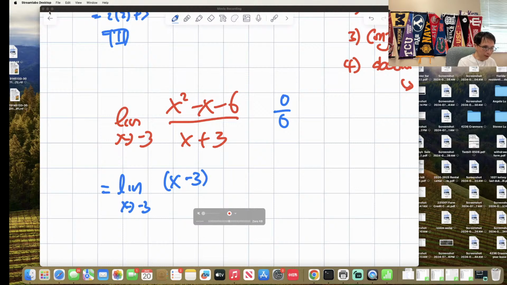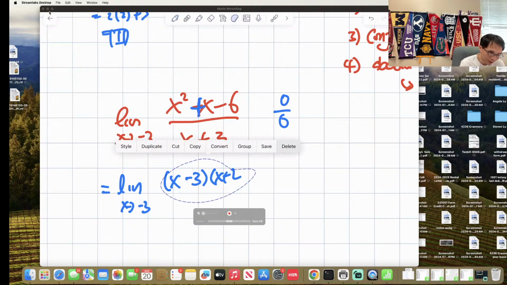Wait, did I write down the question right? Hold on a second. I feel like I didn't write down the question right. Let me make sure I write down the question correctly. Oh, this one's plus. There's a plus 3. Okay. So that's a plus, so that's how you get 0 over 0. Sorry, I apologize. I didn't double check my number.